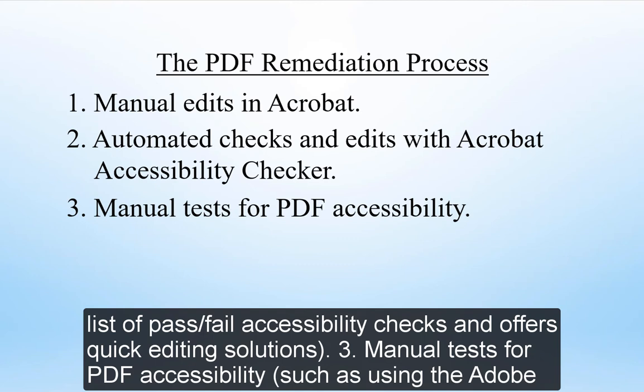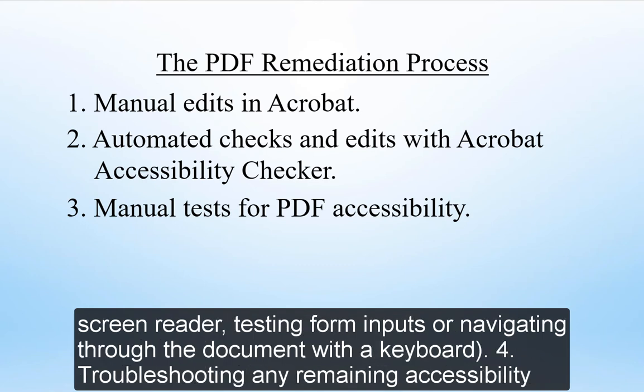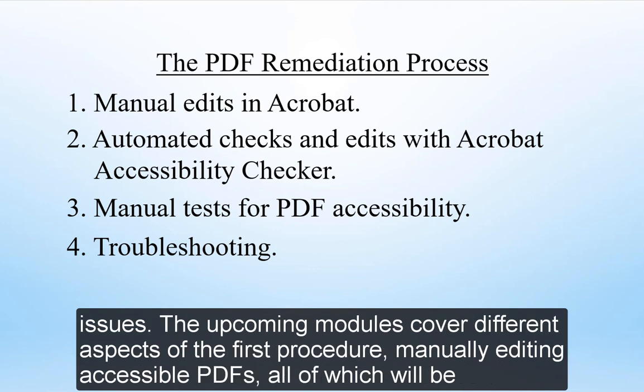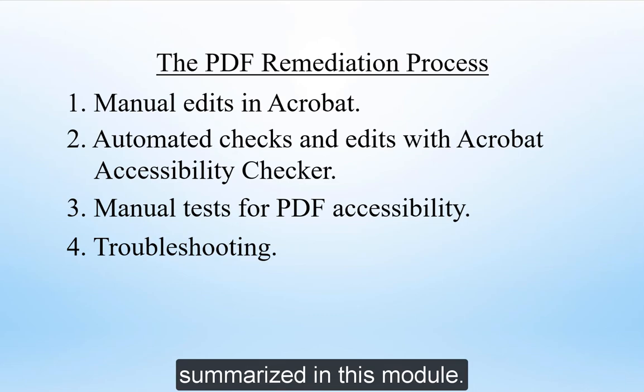3. Manual tests for PDF accessibility, such as using the Adobe screen reader, testing form inputs, or navigating through the document with a keyboard. 4. Troubleshooting any remaining accessibility issues. The upcoming modules cover different aspects of the first procedure, manually editing accessible PDFs, all of which will be summarized in this module.